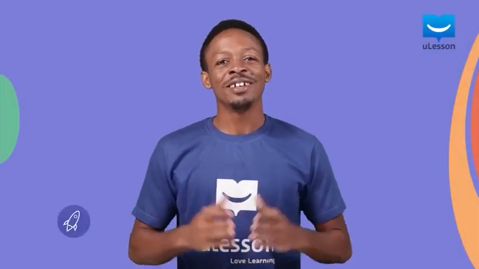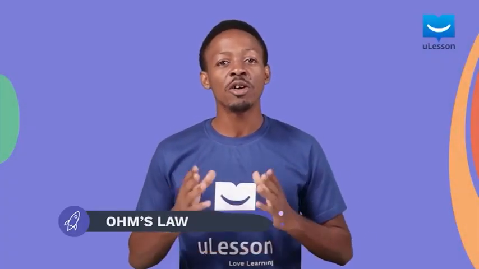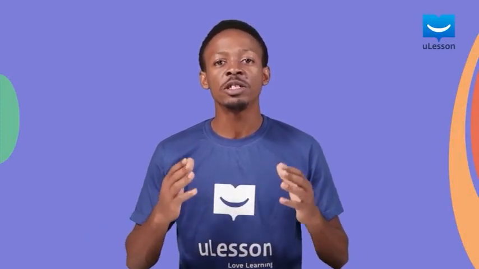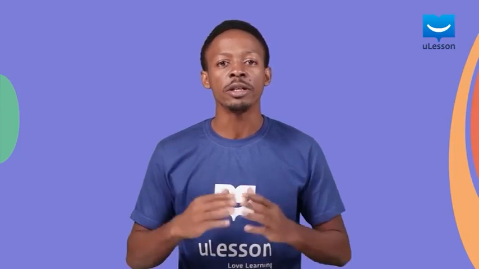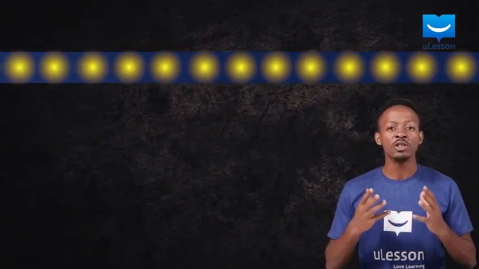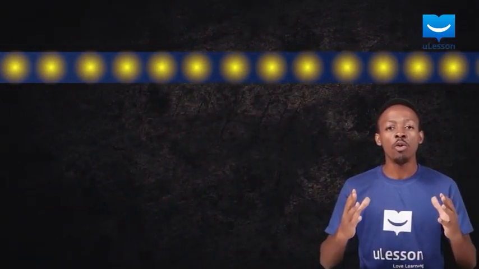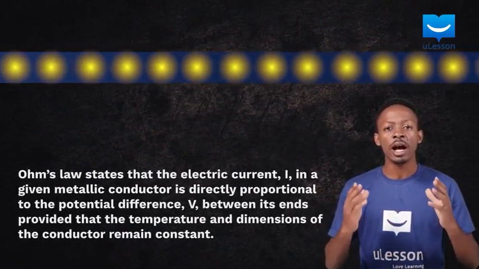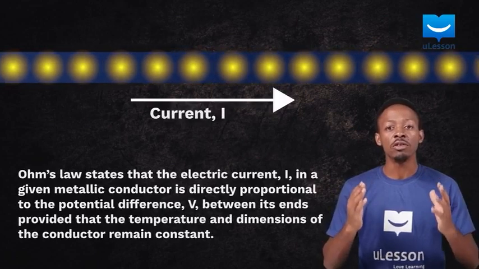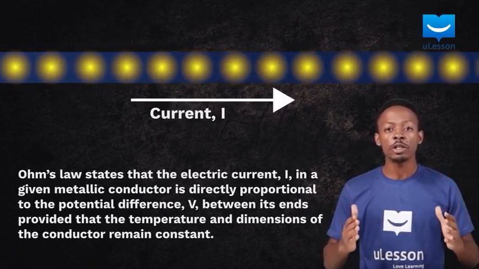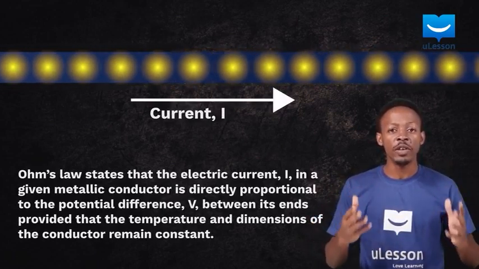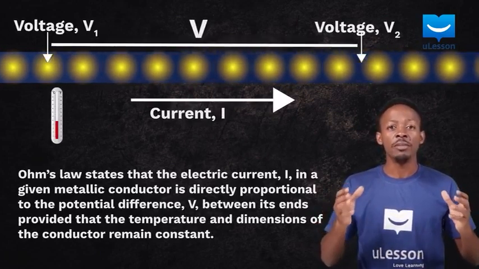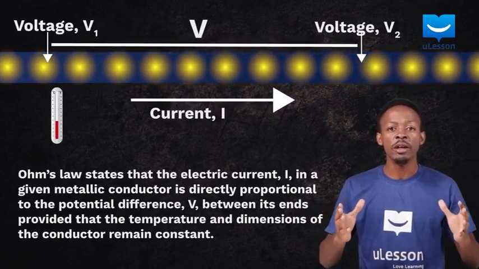Welcome back. Now that we have been introduced to the concept of electric circuits, let's dive into some of the principles that govern how they operate. Their operation is governed by what is called Ohm's law. Ohm's law states that the electric current I in a given metallic conductor is directly proportional to the potential difference V between its ends, provided that the temperature and dimensions of the conductor remain constant.